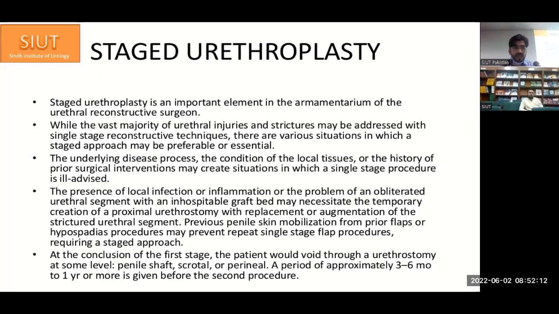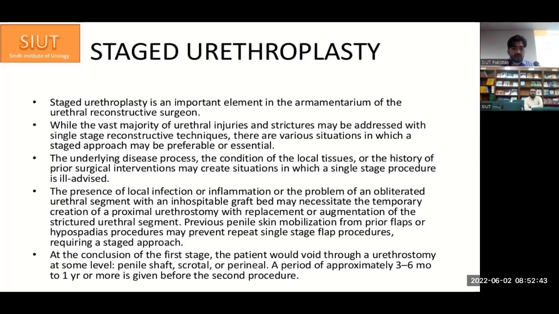Stage urethroplasty is an important element in the armamentarium of the urethral reconstruction surgeon. While the vast majority of urethral injuries and strictures may be addressed with single stage reconstructive techniques, there are various situations in which a staged approach may be preferred or essential. The underlying disease process, the condition of the local tissue, or the history of prior surgical intervention may create a situation in which a single stage procedure is ill advised.